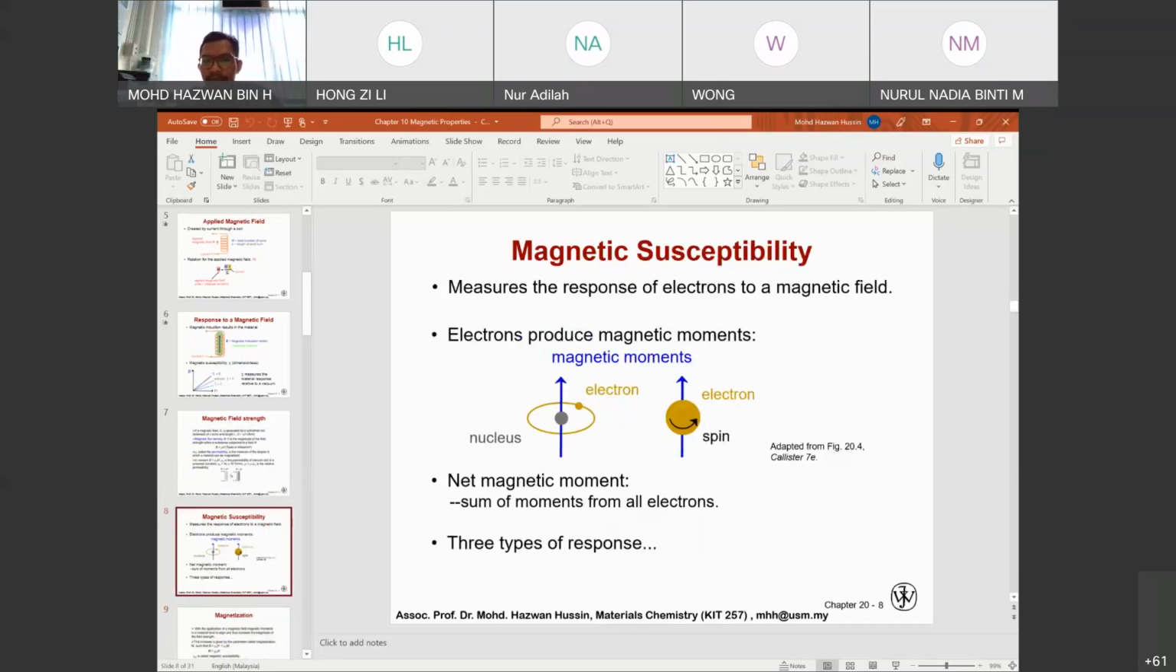Magnetic susceptibility X measures the response of electrons to a magnetic field. Electrons produce magnetic moments when they spin. So the spinning of electrons creates the so-called magnetic moments, and the net magnetic moment is the sum of the moments from all electrons. And there are three types of response that we are going to look at later after this.